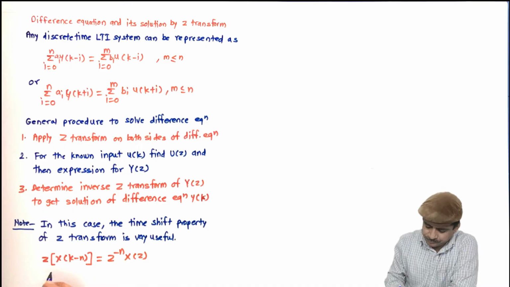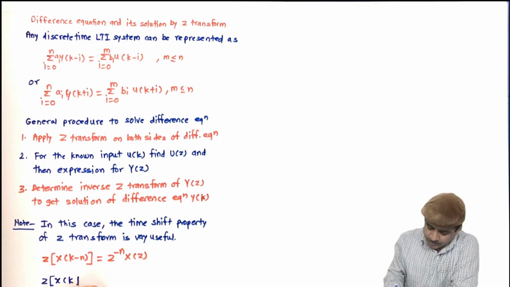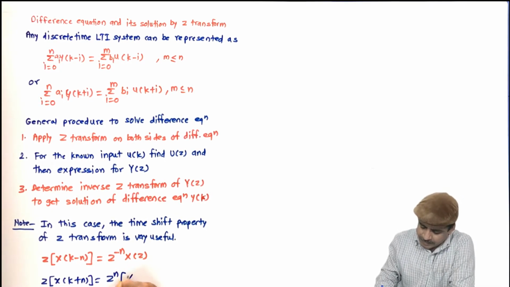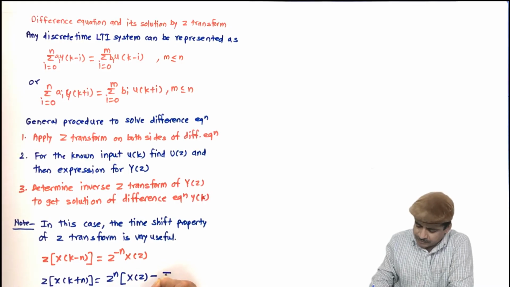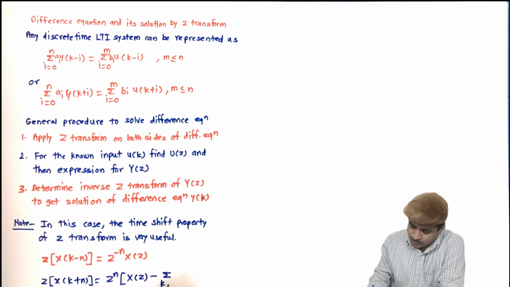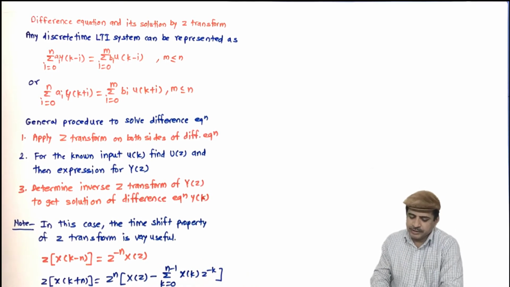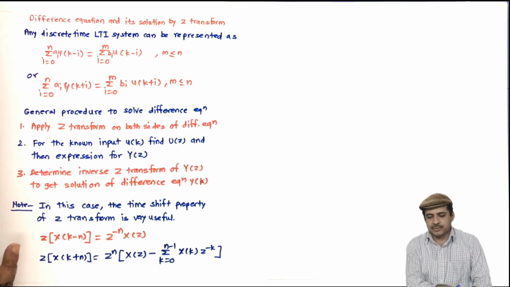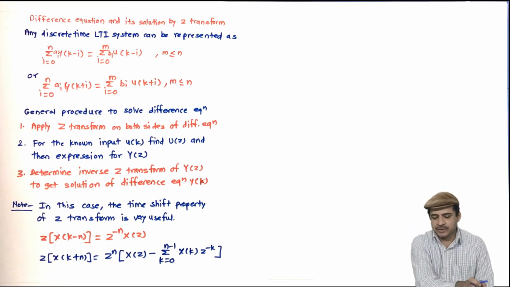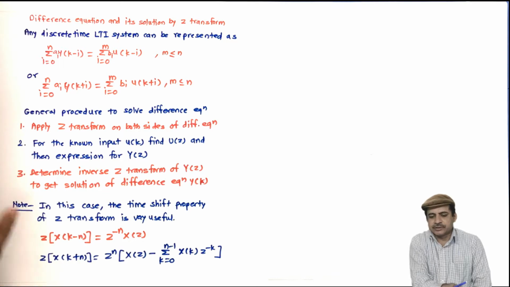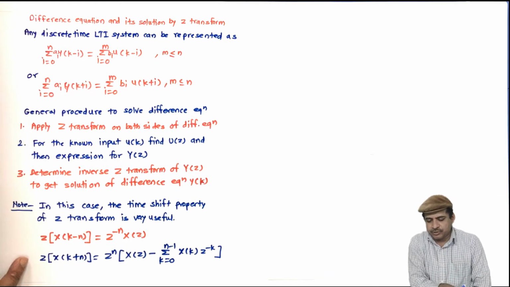And in the same way, the Z transform of x of k plus n is equal to z raised to n times x of z minus summation k equal to 0 to n minus 1 of x of k z raised to minus k. So these two are required. If the difference equation is represented in delayed form, delayed samples, use the first. If in advanced samples, use the second.